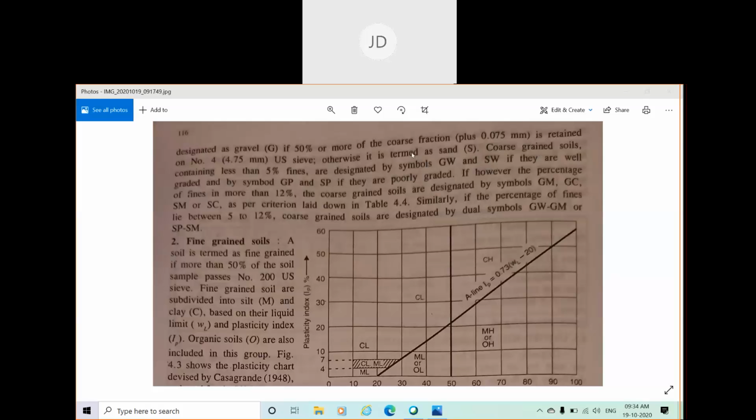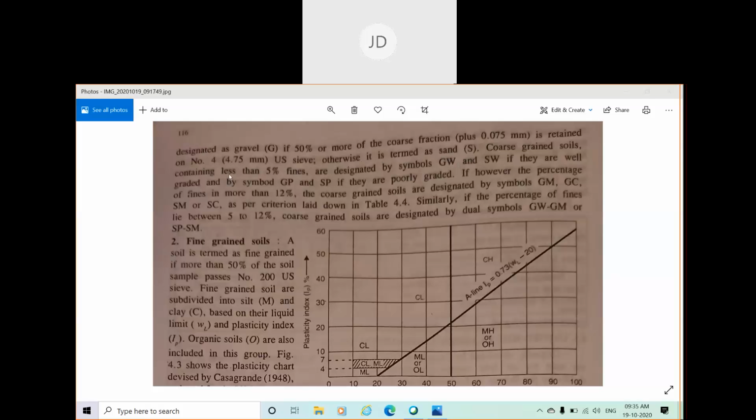Now you also know how to differentiate between gravel and sand, isn't it? It is written here, a particular soil is designated as gravel if 50% or more of the coarse fraction, that is plus 0.075 millimeter, is retained on the 4.75 millimeter IS sieve or number 4 US sieve. Otherwise, it is termed as sand. From the table we will differentiate between gravel and sand. But both are categorized under coarse grained soil. I think it is clear here.